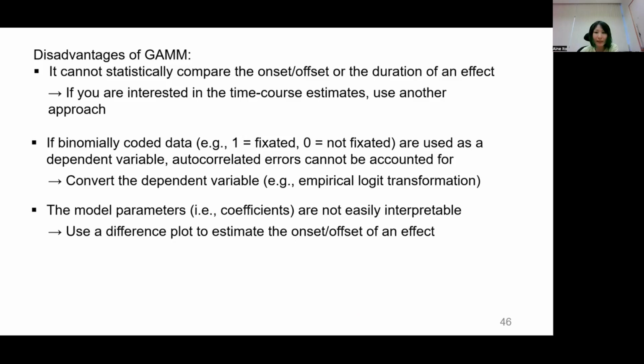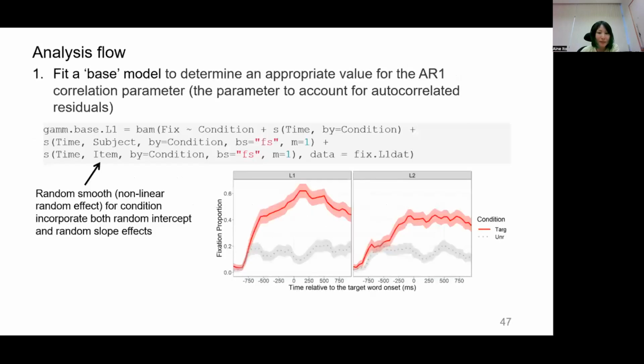Okay, let's now look at the analysis flow. What we first do is fit what we call a base model to determine the appropriate value for the autocorrelation parameter. We want to include an autocorrelation parameter in the model, so we first need to estimate what to include. What we're running here is the model testing an effect of condition. In this case, we're just taking L1 speakers' data, so we are testing the difference between the red line and the gray line here.